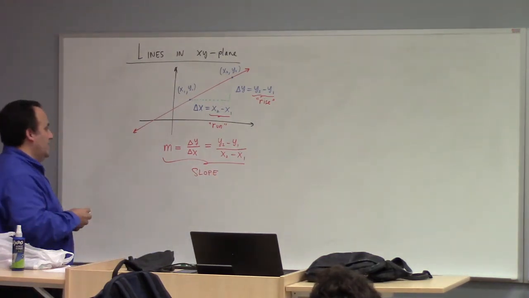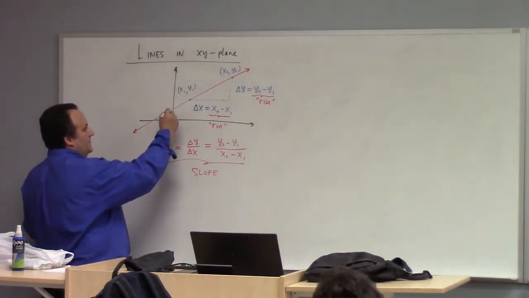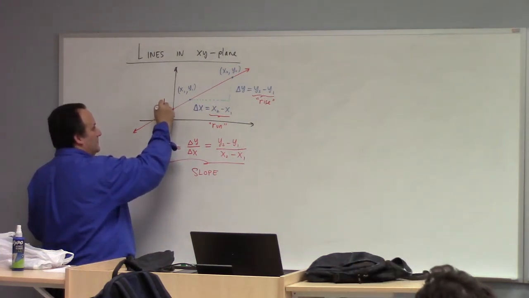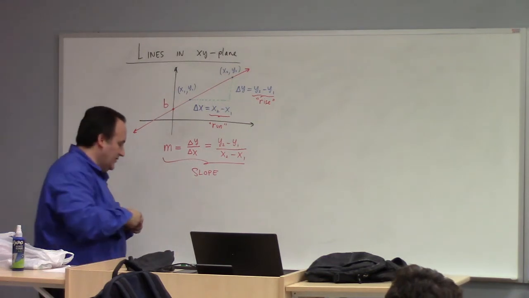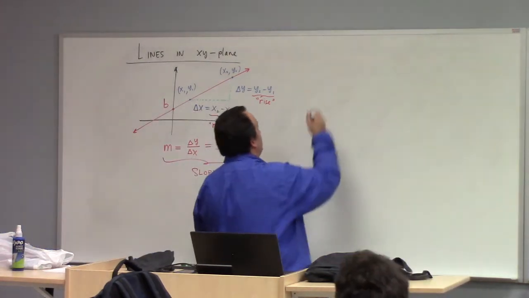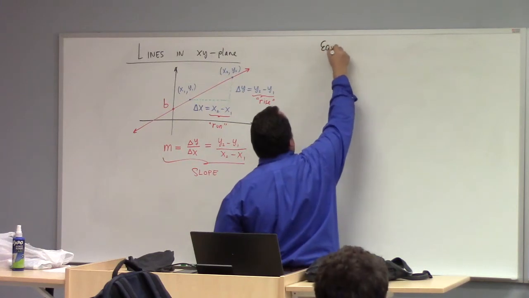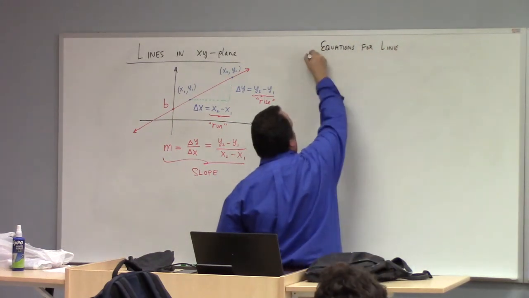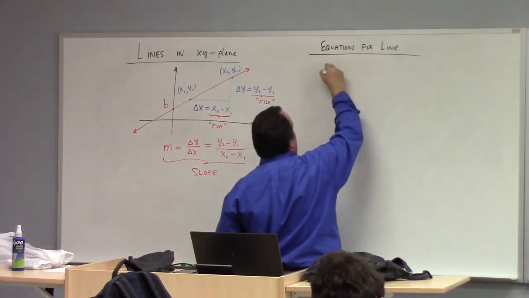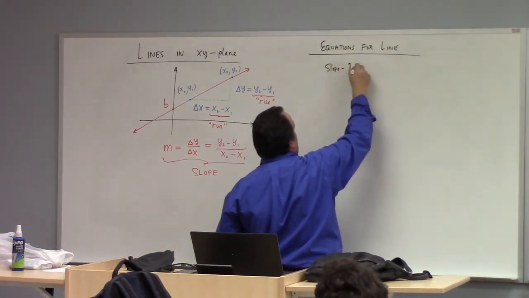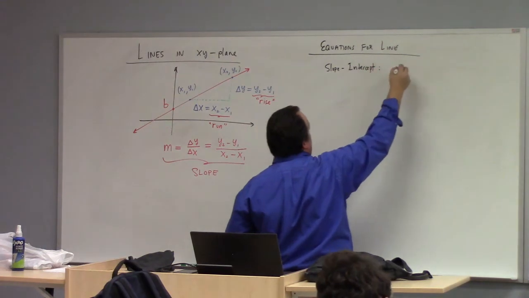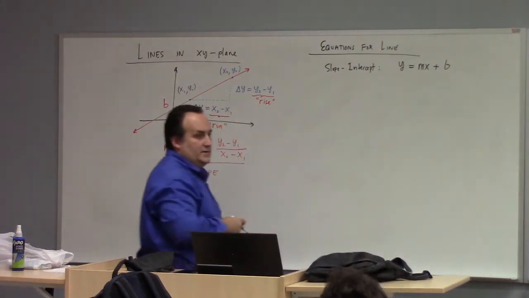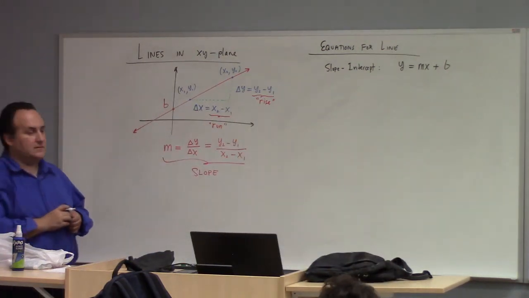All right. What else can I tell you? If we knew this point right here, our standard notation for that is b. So what are equations for the line that we know? I'll start out with slope-intercept. So this is y equals mx plus b. All right. So that's one way to write the equation for a line.